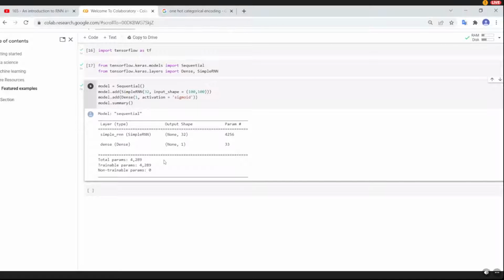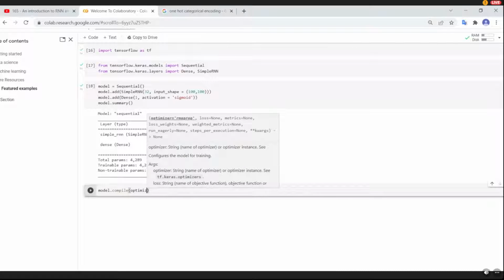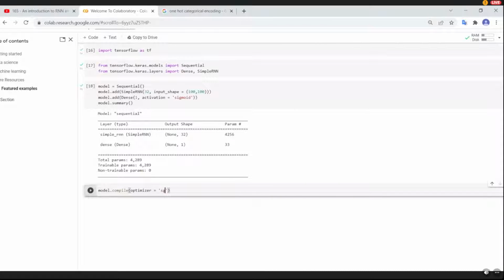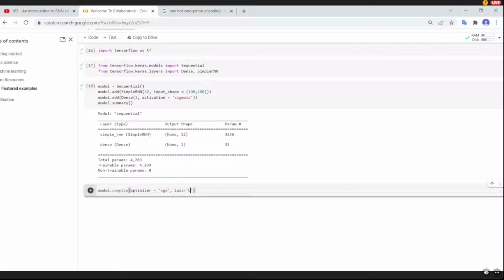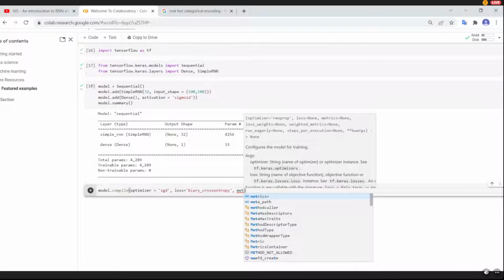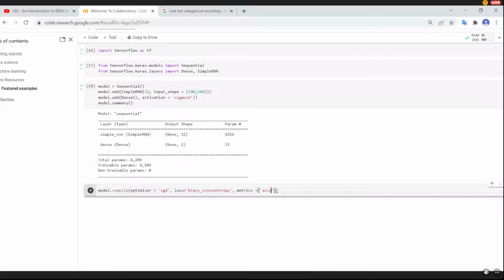And now we're going to do the actual training. model.compile, optimizer SGD, loss binary cross entropy. The loss function allows us to calculate the loss between the actual value and our calculated prediction. And what metrics does is it allows us to save the accuracy so that we can make the graph later.